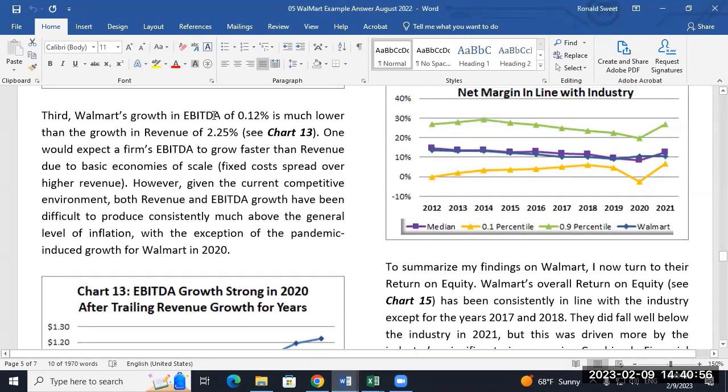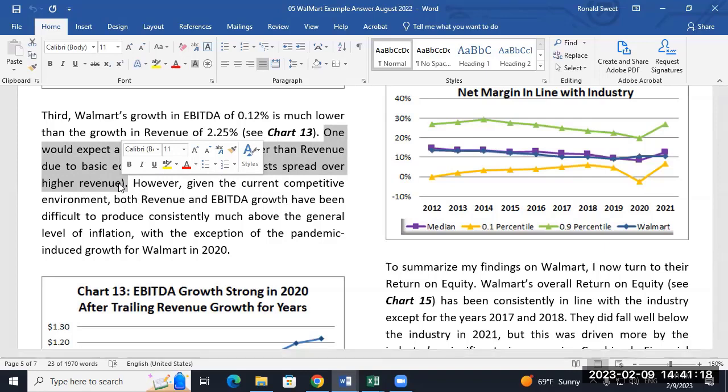So for Walmart, I said EBITDA is growing 0.2%, much lower than revenue growth. You can use some of this sentence here: One would expect the firm's EBITDA to grow faster than revenue due to basic economies of scale, fixed cost spread over higher revenue. So this one sentence you might be able to keep verbatim in your paper, because that's going to be true for all companies. And then with Disney, you're probably going to start the next sentence with however, given the current competitive environment, but you may not say the current competitive environment. You might say due to the impact of COVID or something like that.